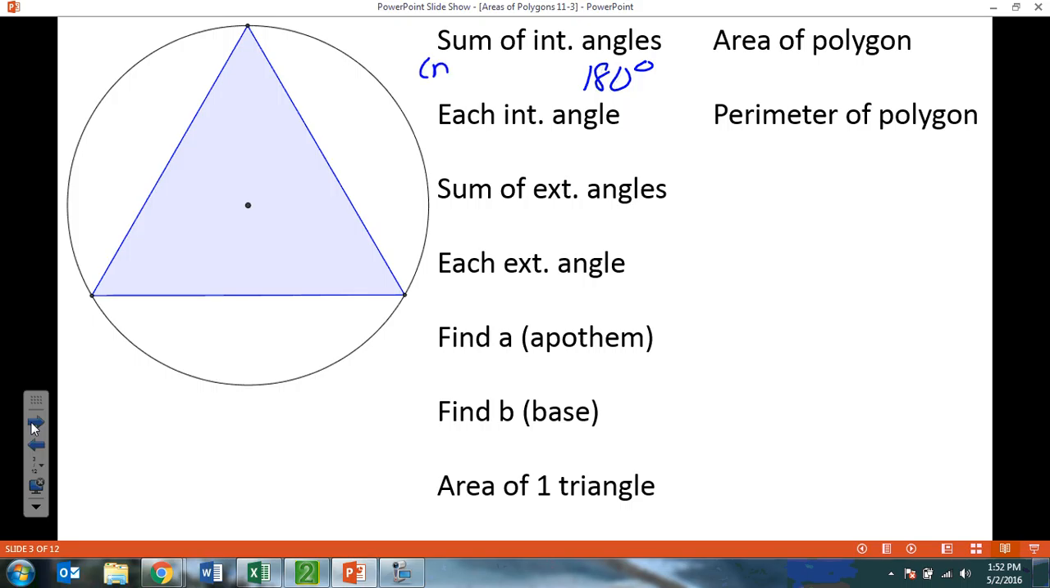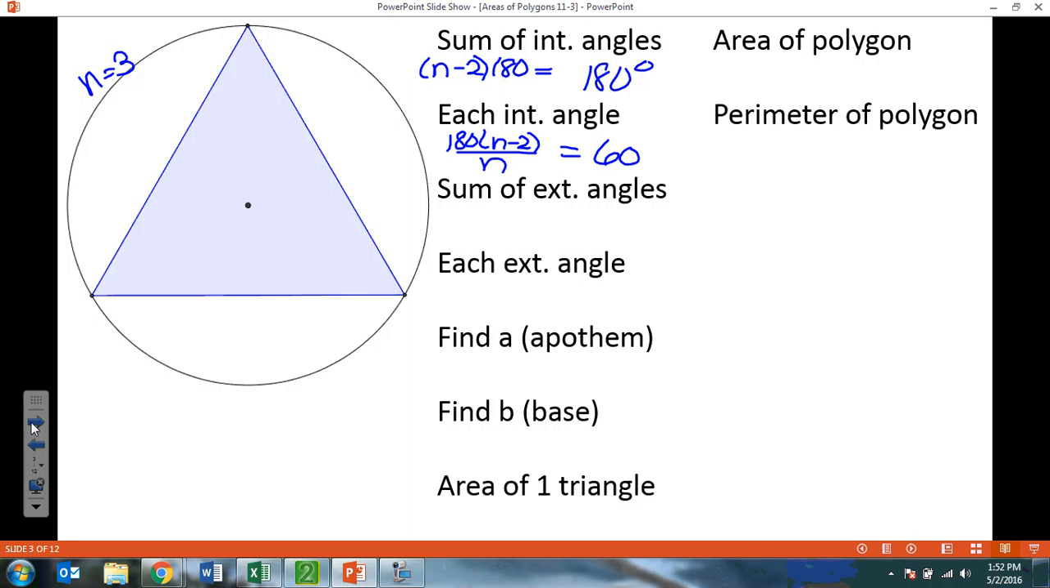We have a formula, n minus 2 times 180, that can help us find it when it's something more than what we already know. We know all triangles have 180 degrees as their interior angles, and we divided that by 3. So n minus 2 times 180, divided by the number of sides. In this case, the number of sides is 3. That gives us 60 degrees. This is nothing new, just a refresher of what we've done before. Okay? So each of those angles is 60 degrees.